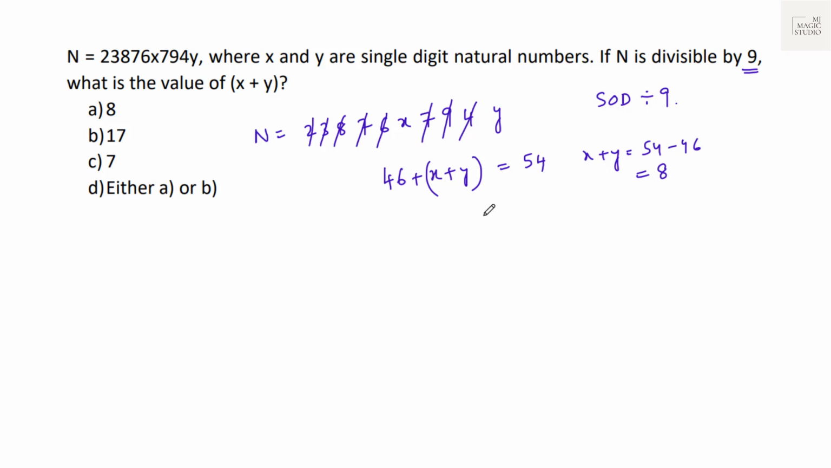Now again, the maximum value that x and y can take is 9. So x plus y maximum value can go up till 18. But here we are seeing that x plus y is 8. That means we can try with the next multiple also. 54 plus 9, 63. Next multiple 63. Then x plus y would be 63 minus 46, and that would be 17. It is simply adding 9 to the first value of x plus y. What we have got is 8. 8 plus 9 will give you 17. That means x plus y's value can be 8 or 17. So it's better to mark option D, that is either A or B.